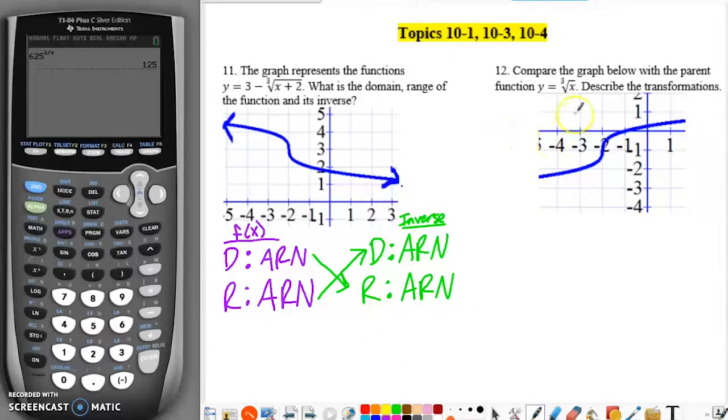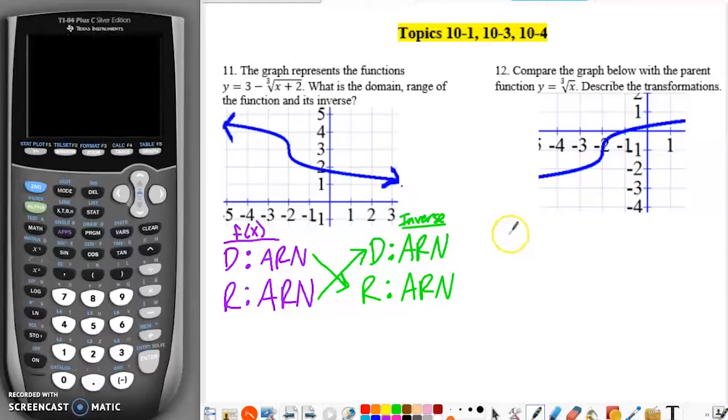Okay. Now, looking at 12, it says to compare the graph below with the parent function, y equals cube root of x. This is a cube root graph. And it says to describe the transformations. So one thing we need to remember for our parent function, so for a cube root of x, we start at 0, 0. Okay? So I'm going to make a mark at 0, 0. And I'm going to see how this graph moved.